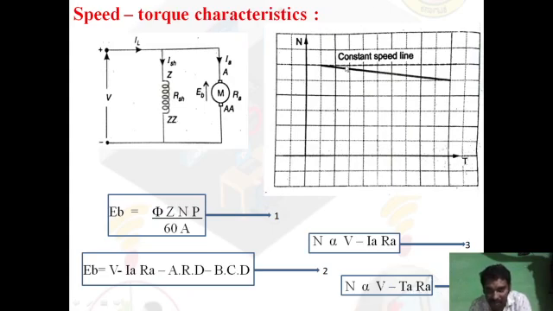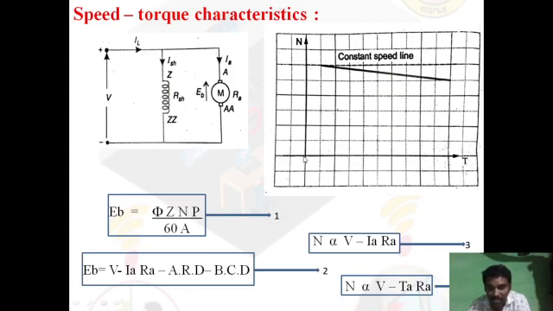How will you get the graph? As the load on the motor increases, the Ia increases. As Ia is directly proportional to Ta, Ta increases, so TaRa increases. The resultant of the RHS of the equation decreases. As the RHS of the equation decreases, the speed of the motor decreases. So equation 3 and equation 4 are the same. At no load, what is the speed of the motor? It is N naught, that is, it is running at maximum speed.